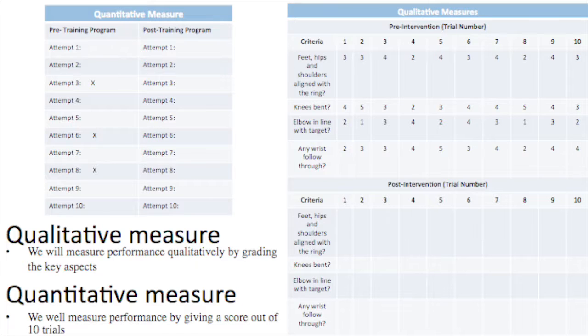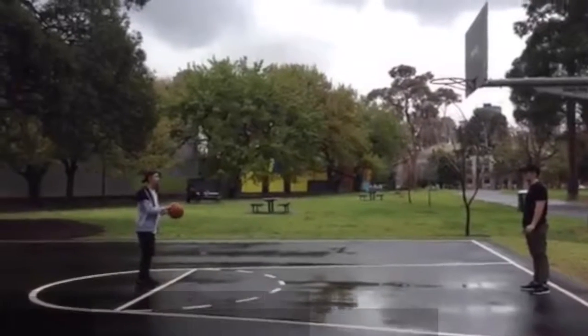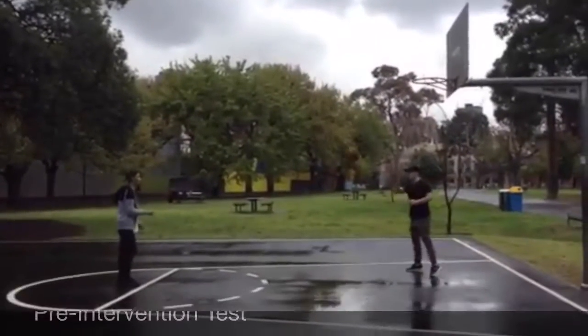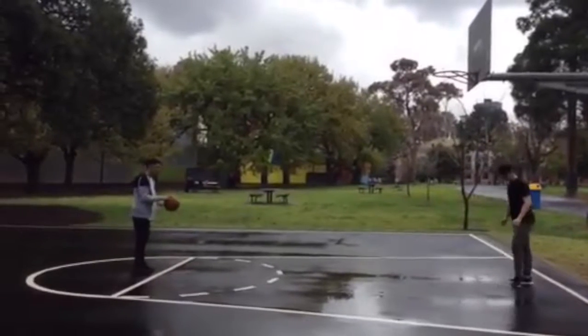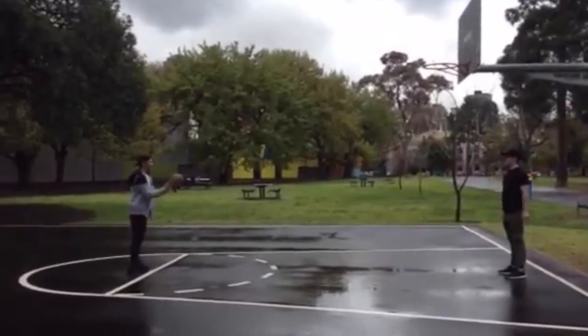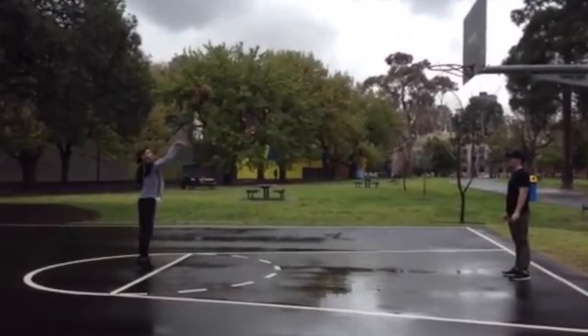Also during the test, we will measure performance quantitatively by seeing how many successful free throw shots they make out of 10 and giving them a grade. We use both measuring types to make sure the free throw is accurately assessed and to give a rough guide of where the learner is, and then we can assess the level of improvement once the program is over.